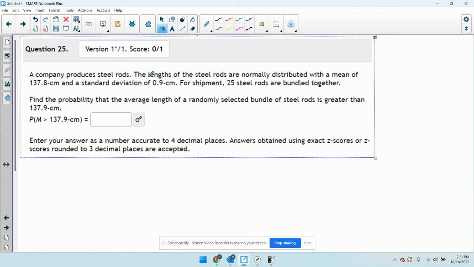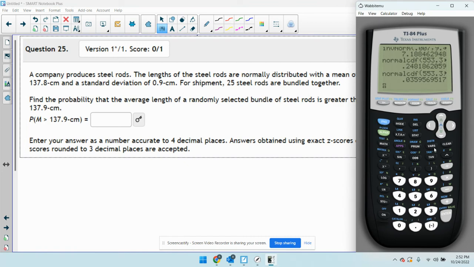Okay, a company produces steel rods. The length of the steel rods are normally distributed with a mean of 137.8, standard deviation of 0.9. For shipment, 25 steel rods are bundled together. That's a sample. We're looking for the probability that the random sample is greater than 137.9. Normal CDF, greater than 137.9. So 137.9 up to some large value. Our mean is 137.8. Standard deviation is 0.9, but we do 0.9 divided by the square root of the sample size, divided by the square root of 25, or divided by 5.